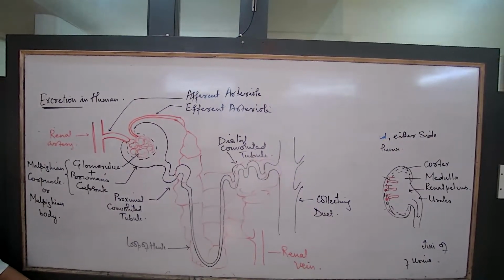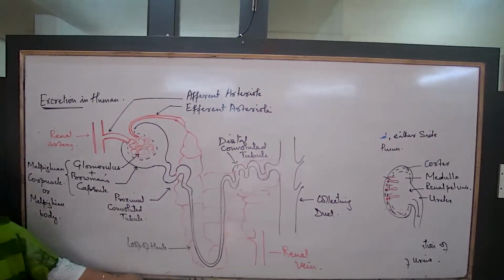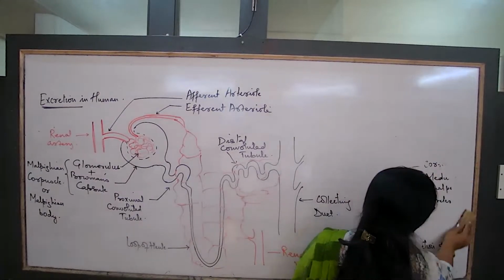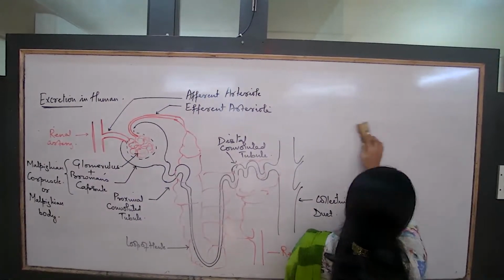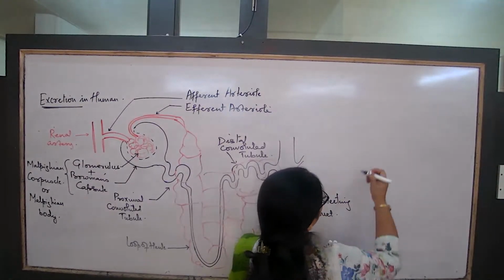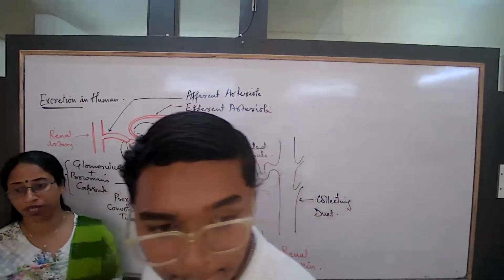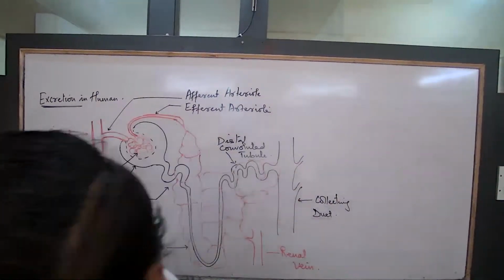Now, with this structure of the nephron, we have to understand the next process. What is this? The process of filtration of the blood. How does the filtration of the blood take place? We are going to understand. Now the process of filtration, when we talk about the process of formation of the urine.